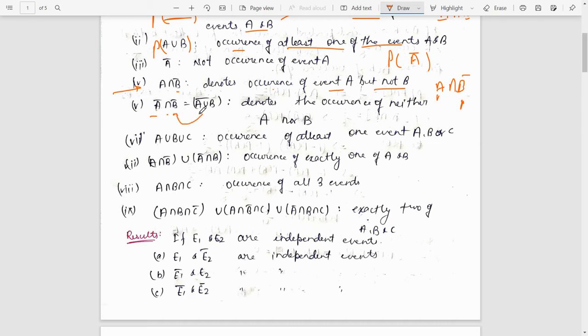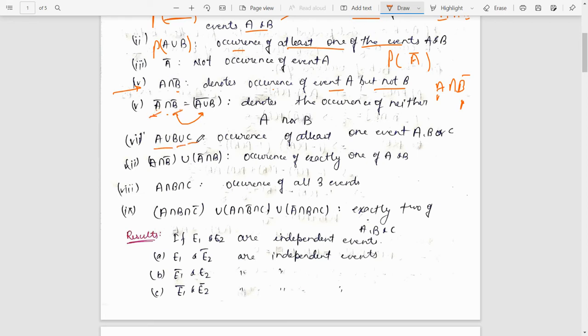So it can also be represented this way, as we saw yesterday. And this is the theorem you all pointed out, De Morgan's theorem. So A complement intersection B complement means neither A occurs nor B occurs.